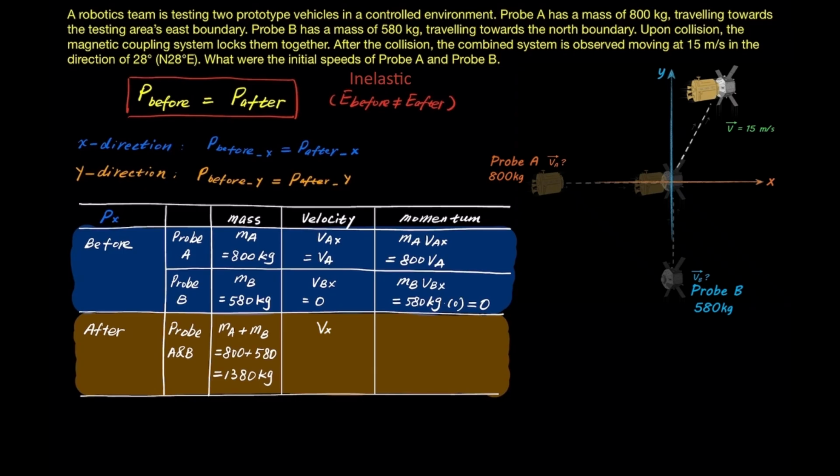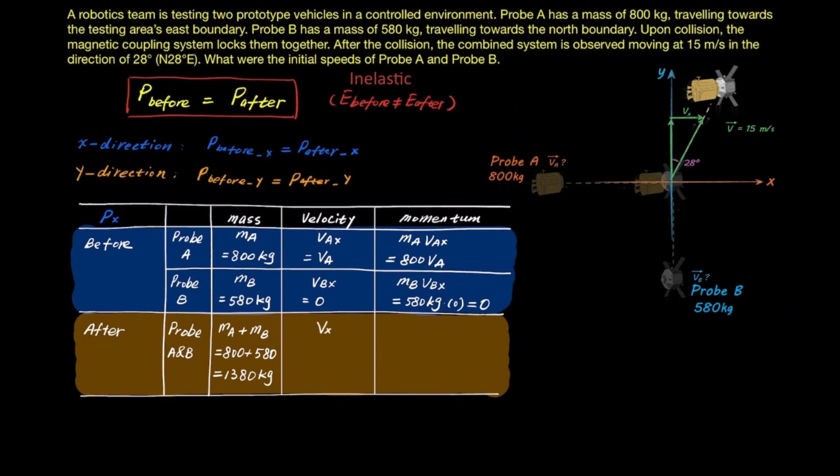We know the combined object is moving at 15 meters per second at an angle of 28 degrees from the north. To find the x component of this velocity, we need to use trigonometry. If we draw a right-angled triangle, the speed v is the hypotenuse, and vx is the side parallel to the east direction. The angle 28 degrees is measured from this vertical axis.